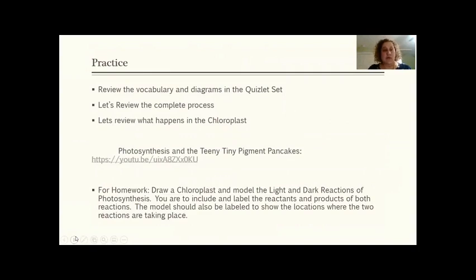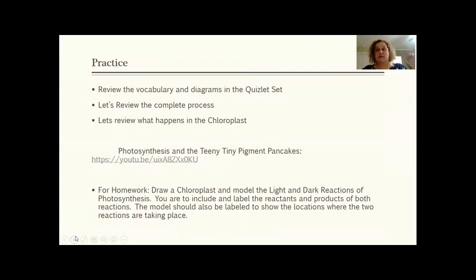Okay, so now what I'd like to do is I'd like you all to log into your Quizlet set, and review the diagrams and practice the vocabulary that I've set up based upon a lecture in your Quizlet set. And then I'd like to do a little review of the process after that. And I'd like to tell you what happens in the chloroplast. So let's go ahead and review the process just very, very briefly.